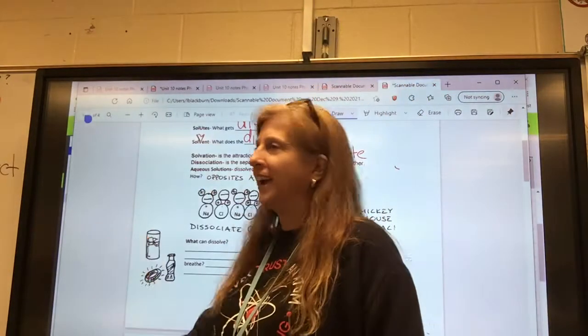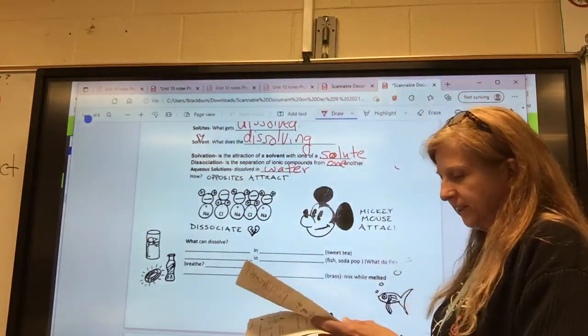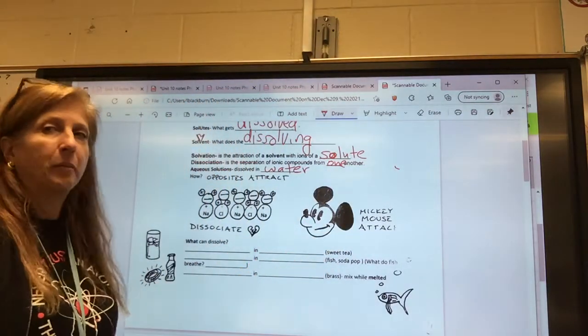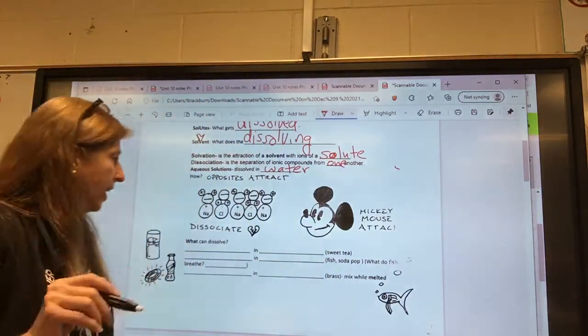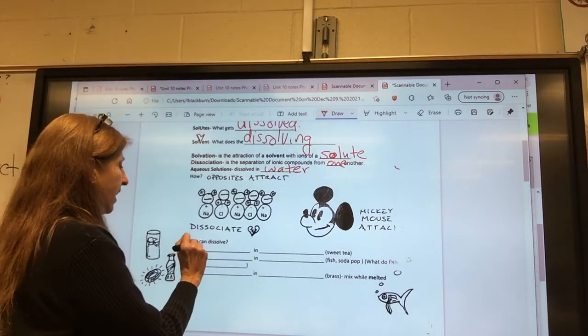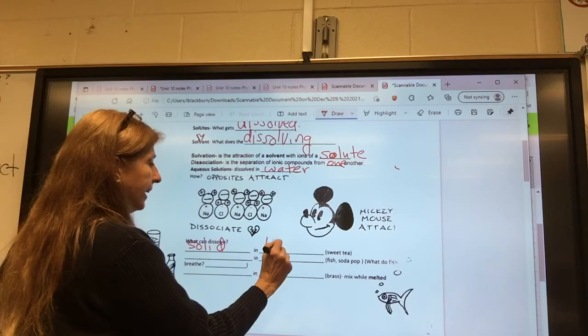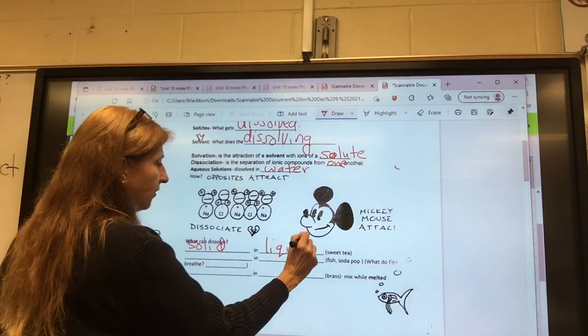You'll do fine. Okay, so what can dissolve? So with the Kool-Aid, or say you're making sweet tea and you put sugar in it, you can have a solid like sugar dissolve in a liquid like tea. Okay, that's our first one.